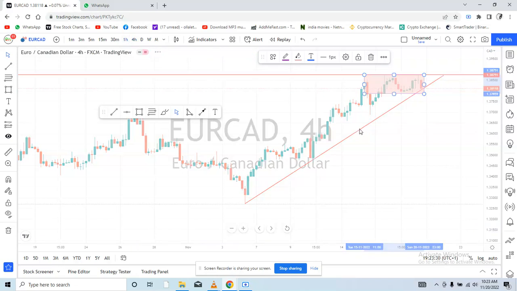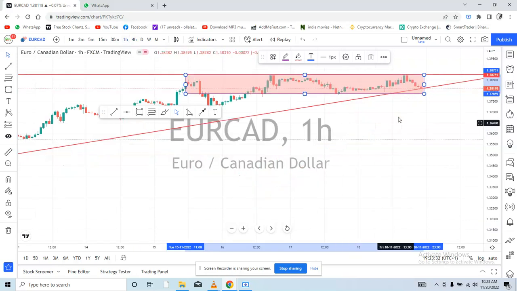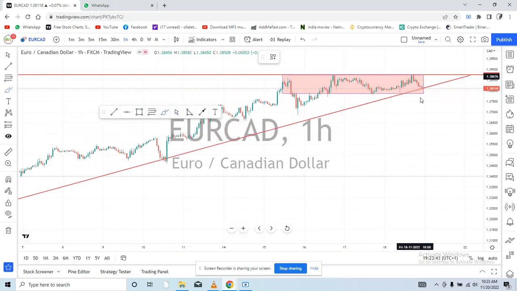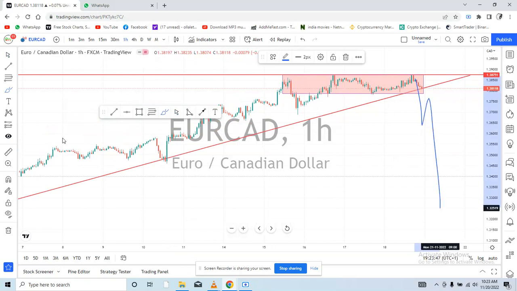Now let's switch to the 4 hour time frame. The ranging will be clear there. Can you see the way price is ranging? So if the price manages to break here, just wait for the retest and sell. It's a very easy, clean and clear trade.